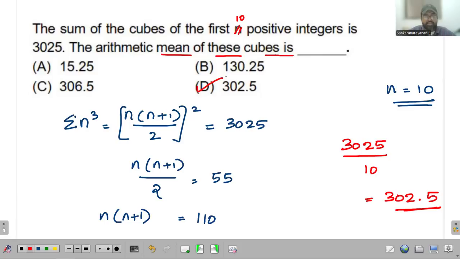The answer for question number 22 is 302.5. We have just completed the 22nd question. Okay, 302.5, option D. So it's all about finding the number of terms, which I could see is equal to 10. Now, 3 more questions to go.